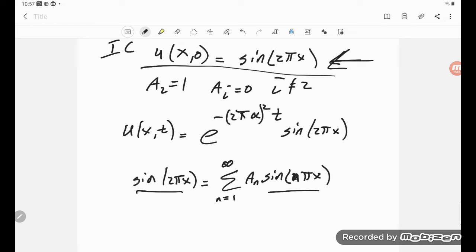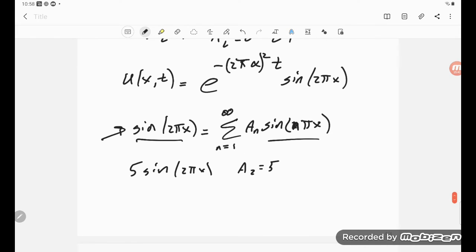So again, depending on your initial condition, if your initial condition is in terms of sine functions like this, it becomes easy. I could make it 5 sine 2 pi x, in which case that would mean that a sub 2 is equal to 5, right? And we would just get everything being 0 except a sub 2 being 5 and sine of 2 pi x.